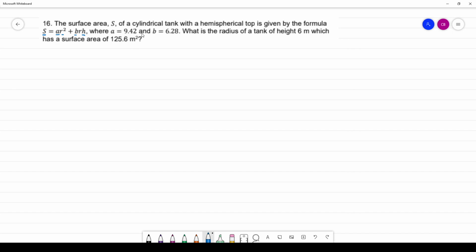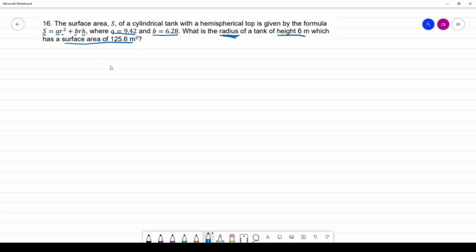Where A is 9.42, B is 6.28. What is the radius of a tank of height 6 meters, which has a surface area of 125.6? So the question wants us to find the radius, R. Now that, probably not a shock, it's quadratic. We know A, we know B, we know the height, and we know the surface area. So we know everything except R.